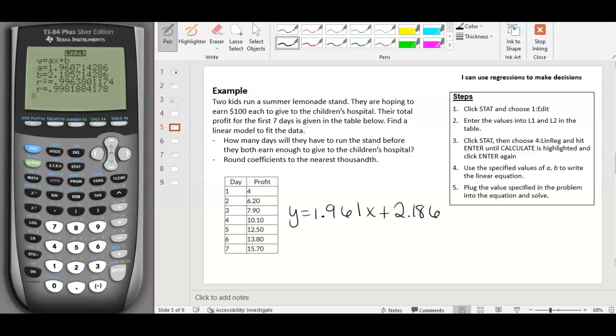So we want to figure out how many days before they both earn enough to give to the children's hospital. Well, they want to earn $100 each, right? So $100 each for two kids, that's going to be $200. Okay, so we want to know when this amount is going to be bigger than $200.